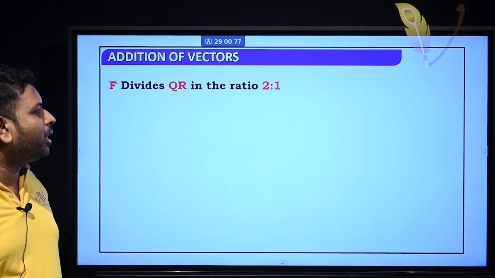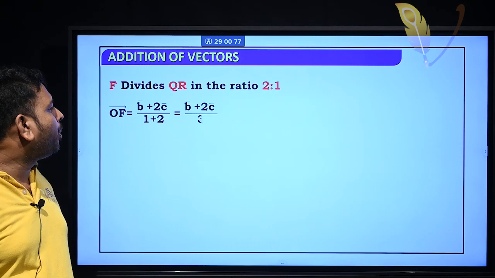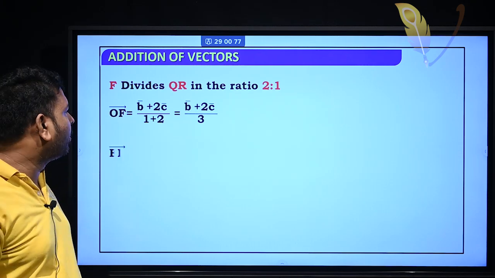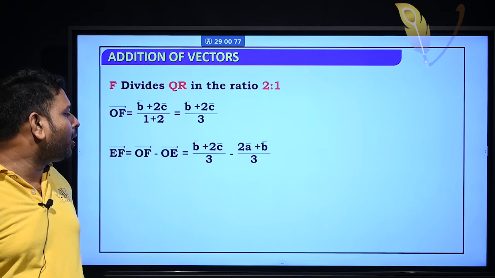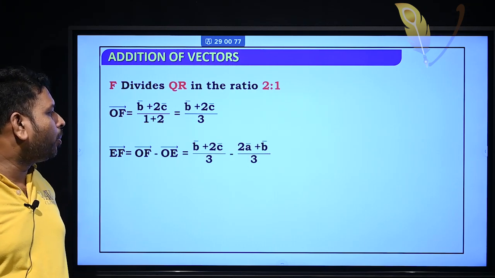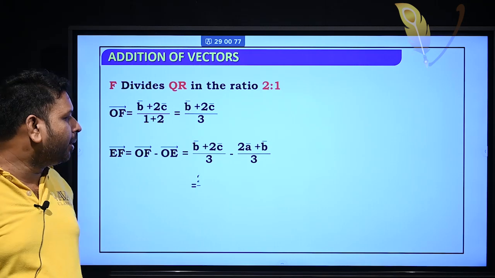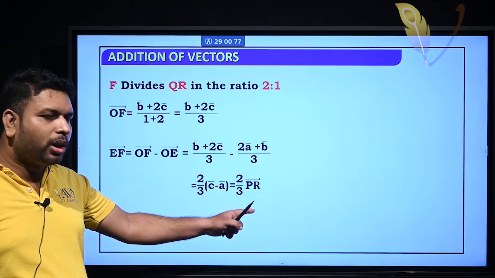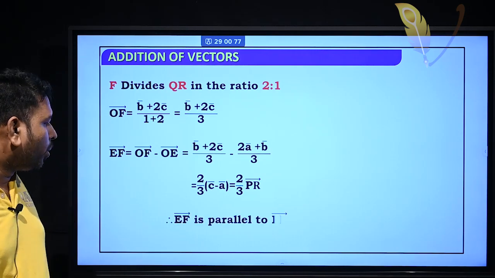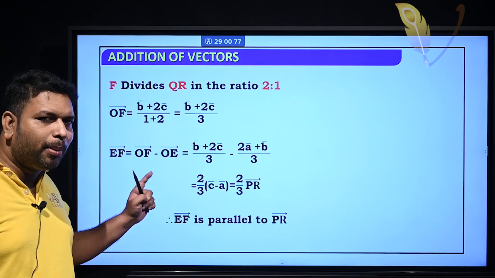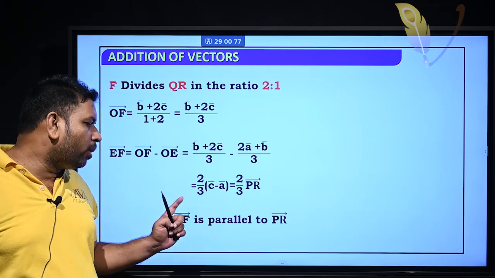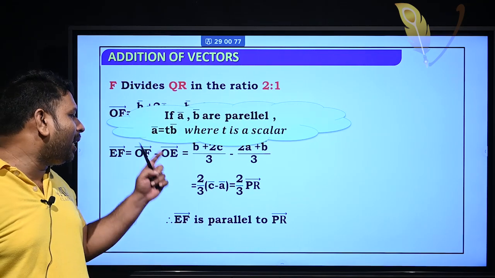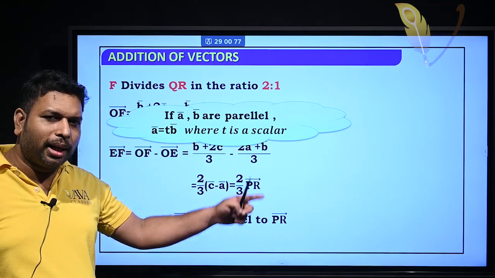F divides QR in the ratio 2:1. OF is (b plus 2c) by (1 plus 2), which is (b plus 2c) by 3. EF is OF minus OE, which equals (b plus 2c) by 3 minus (2a plus b) by 3. So 2 by 3 into (c minus a), by simplification it is 2 by 3 PR. So EF is parallel to PR because EF is a scalar multiple of PR. If a and b are parallel, a equals t b, where t is a scalar, we know that. Okay.